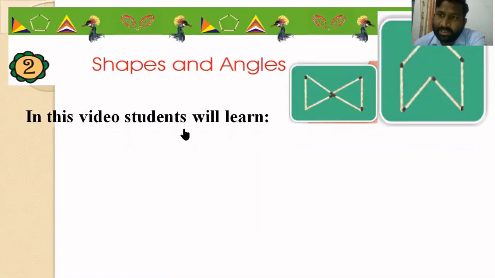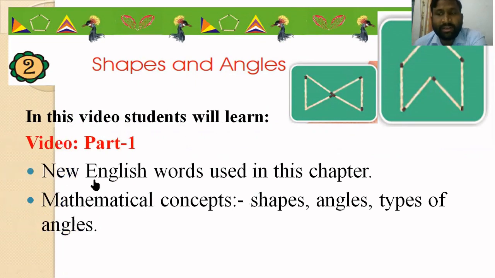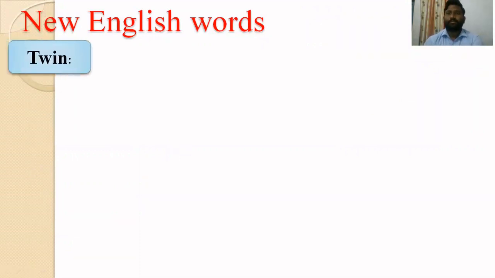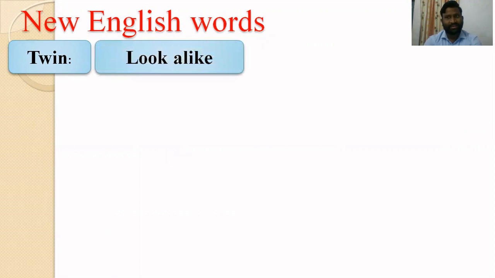In this video, students will learn new English words used in this chapter, mathematical concepts such as shapes, angles, types of angles. Okay, so first, new English words. So let us take twin. Twin means look alike or identical. Two things are called twins if they are the same in nature. Look alike, same.